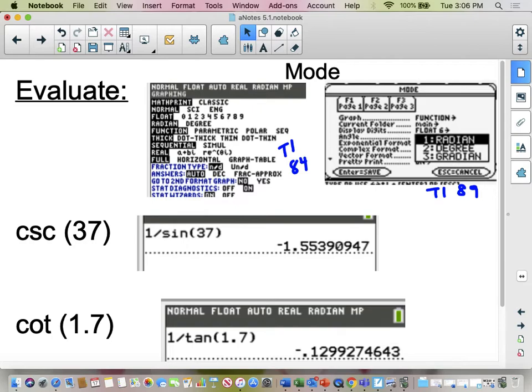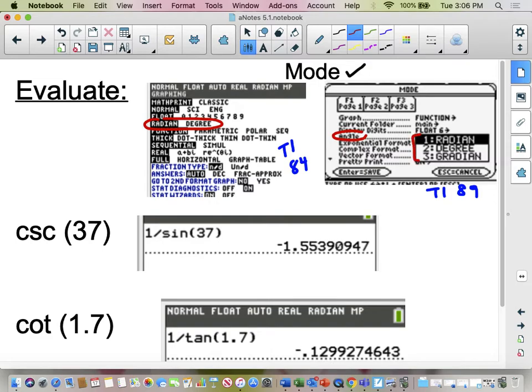So you go to your mode button. You really want to take a second and find that. It's pretty obvious, one of your main keys. When you go to mode, you'll see this picture. On the 84s, notice right here, you have the option between radian or degree. And on the 89s, I showed the drop down, it says angle, and you're going to get this drop down, and you'll have radian or degree. Don't worry about gradient.